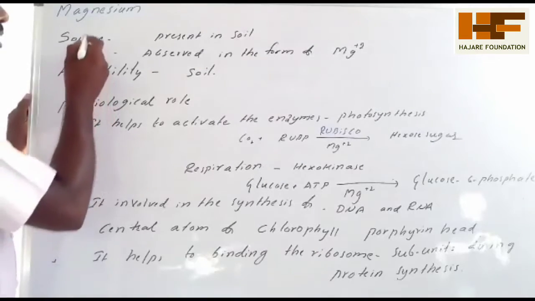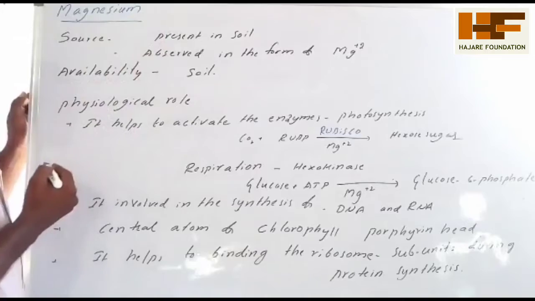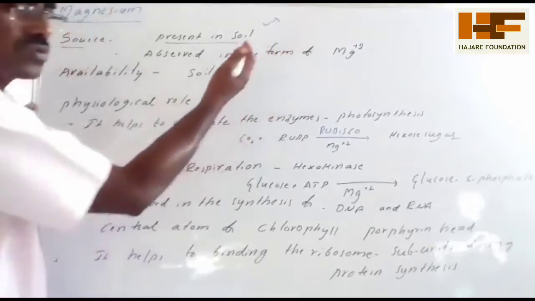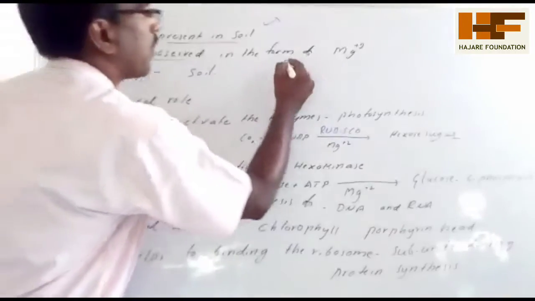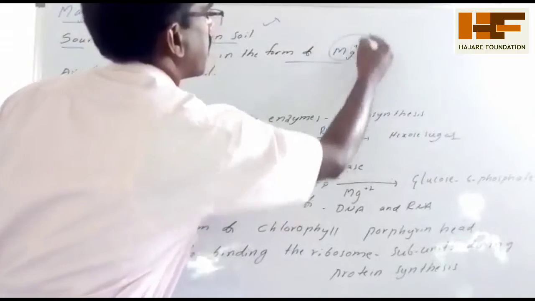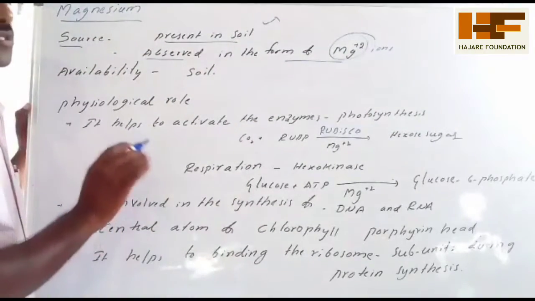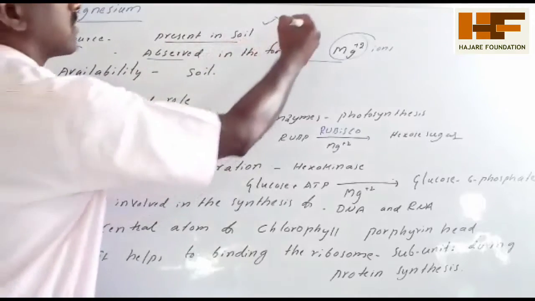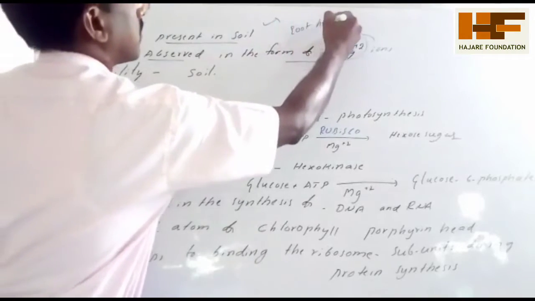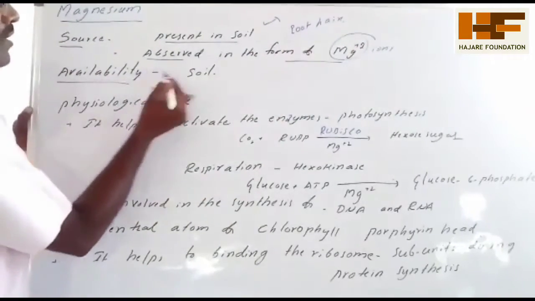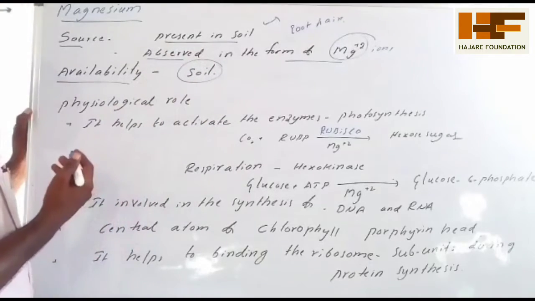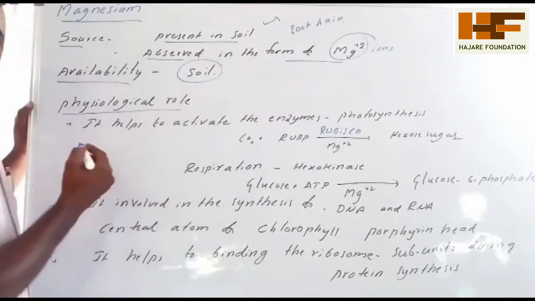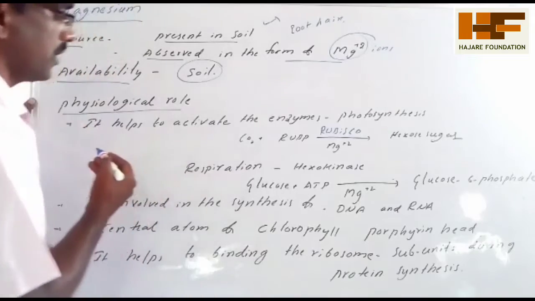Now we can see one more element, that is magnesium. The source of magnesium is present as usual in the soil. There is no special logic here. It is absorbed in the form of magnesium ions. It is an important word, Mg+2. Magnesium ions, Mg+2, are absorbed by the plant body through root hairs. Then availability: it is also available in the soil by the process of decomposition as well as degradation of rocks. Then the physiological role: how is magnesium important for the plant body?